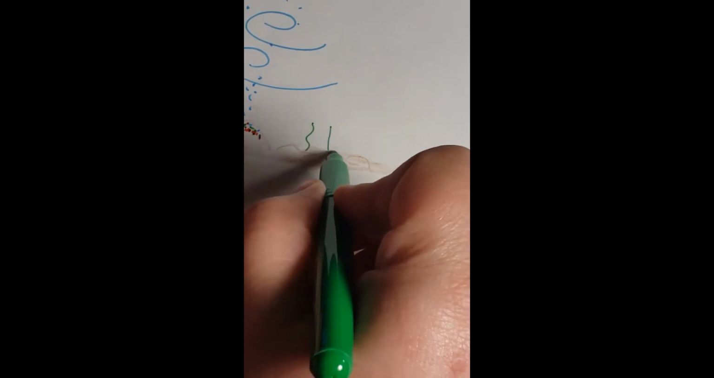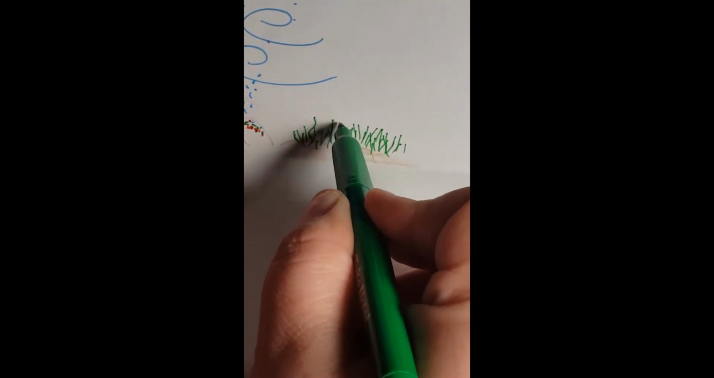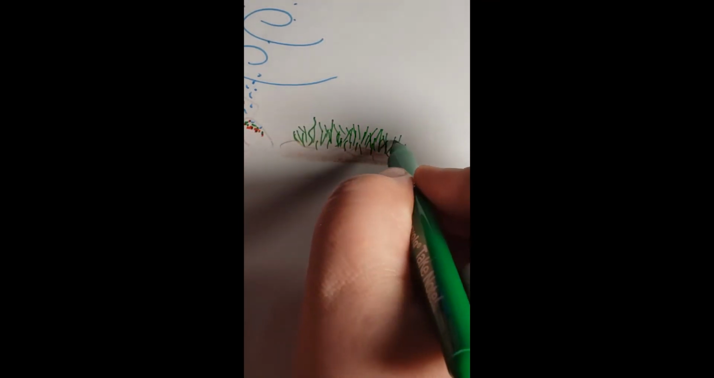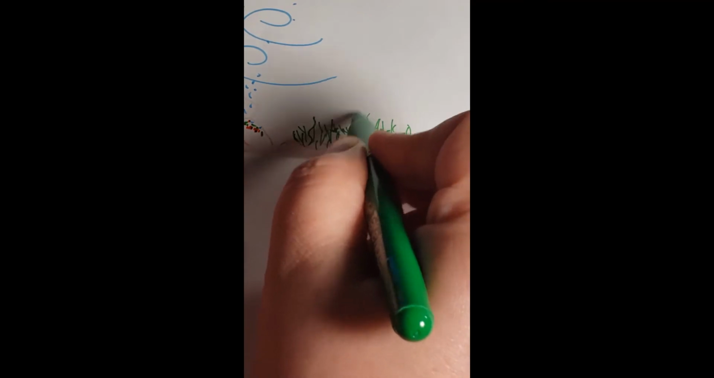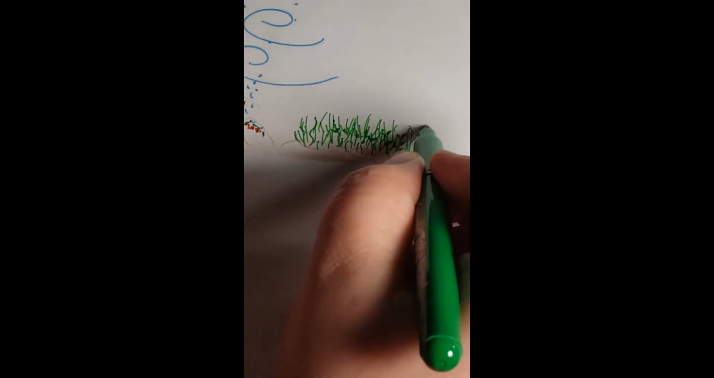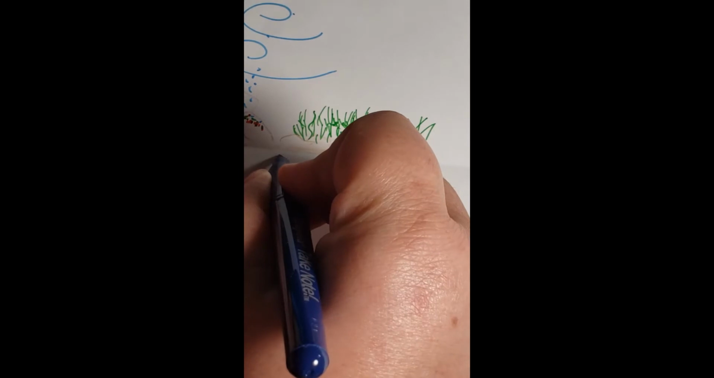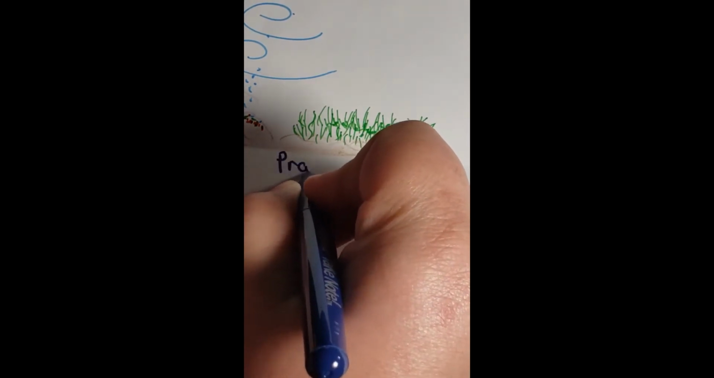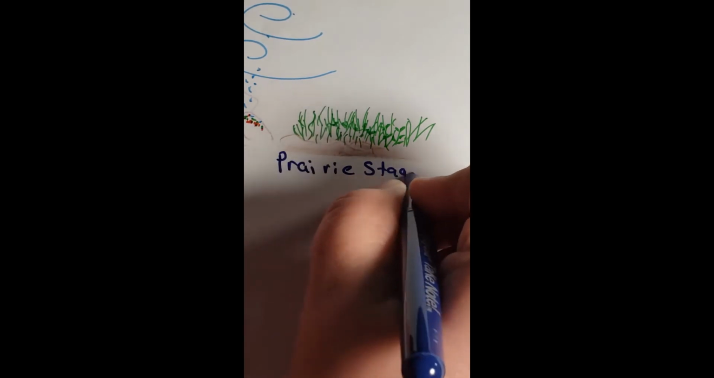Our little grasses will come in. You're going to draw some grass. Living plants, we have organisms that are going to come in. We have the grasses come in. And the stage where we have a lot of grasses is called the prairie stage. So we're going to put the prairie stage. So please draw that.